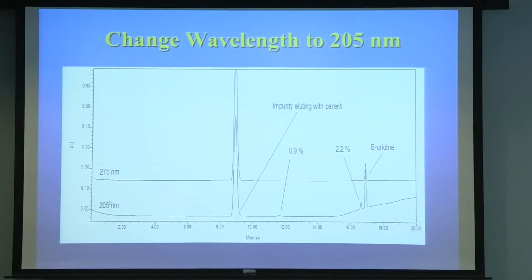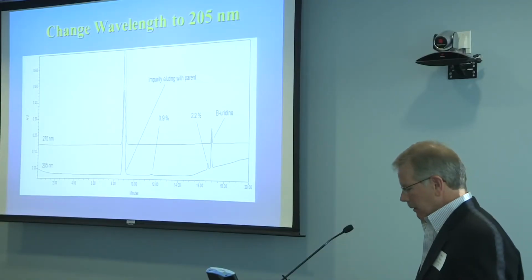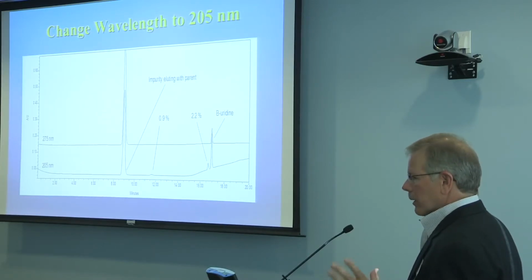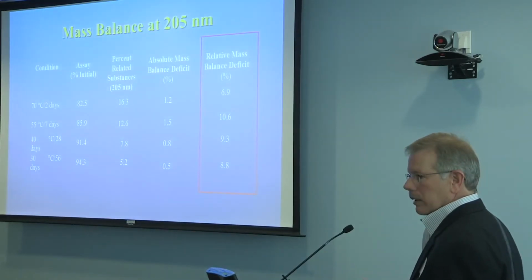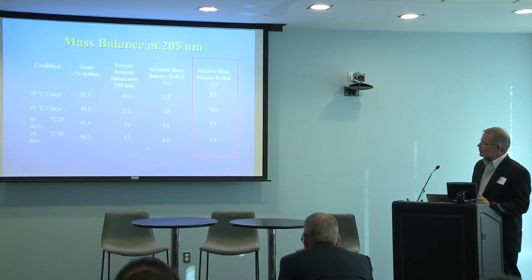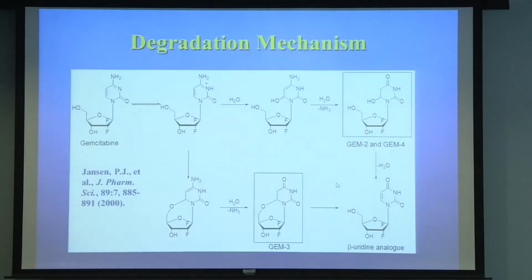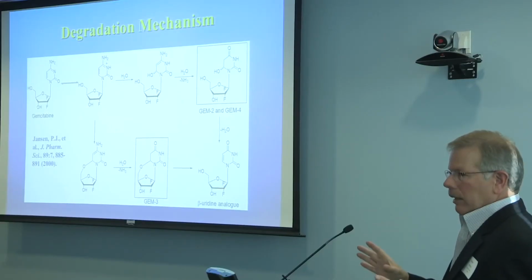So it's like, how are we going to detect that chromophore? So we changed it down to 205 nanometers, and now we start to see the peaks. We see more peaks, and we discovered a peak was co-eluting with the parent as well. At 275, it didn't make a difference in the quantitation, but at this lower wavelength it did. But the idea being, choice of wavelength and understanding the chemistry can be critical in solving the problem, and the new relative mass balance deficit using this new method was reasonably low and could be assigned to just differences in response factor.